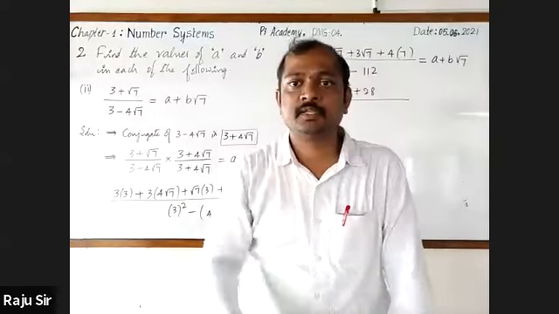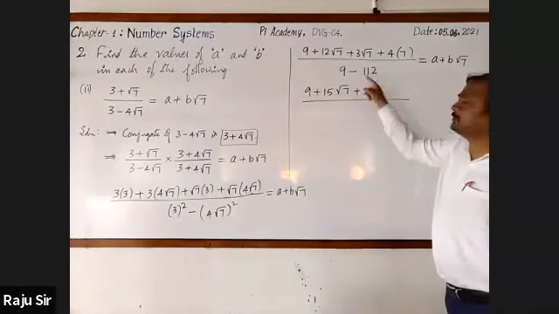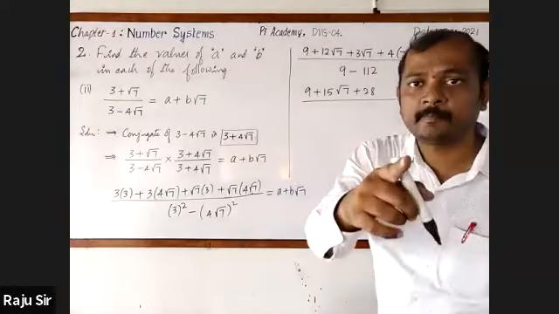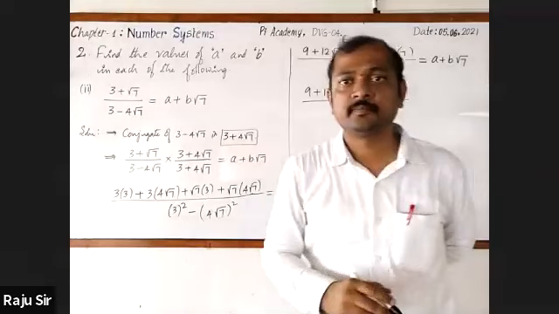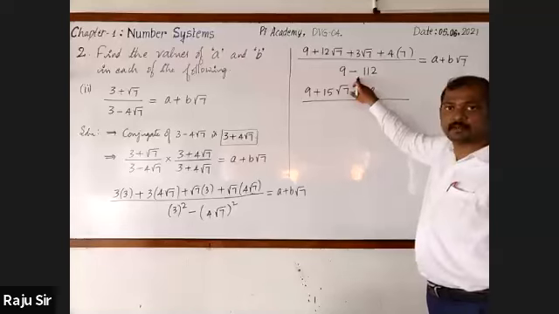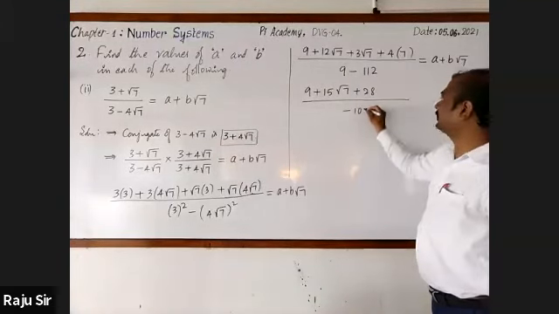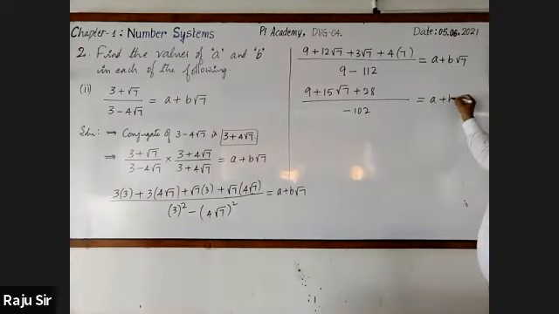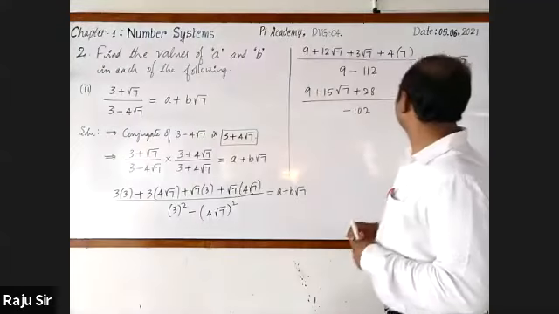What is 9 minus 112? 103, sir. Very good, 103. Minus or plus? Minus, because the greater number has minus sign, so it is minus 103. This is equal to a plus b into root 7. Sir, you have written 102. 103 only.